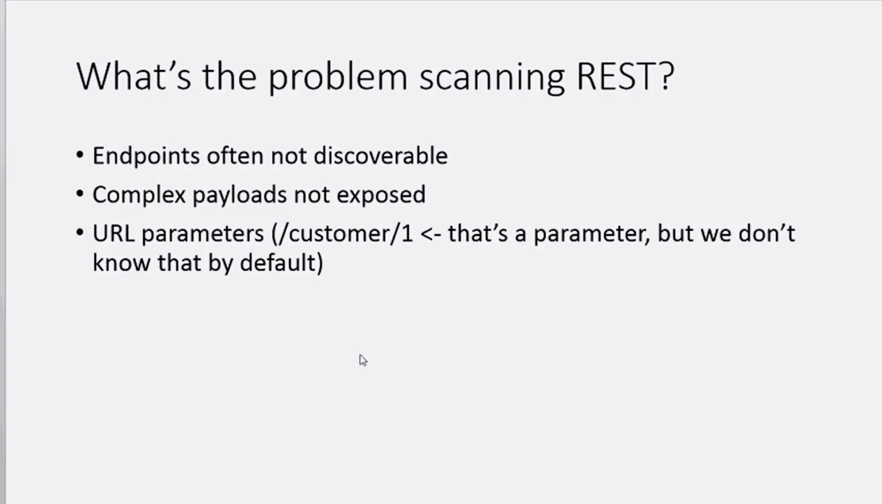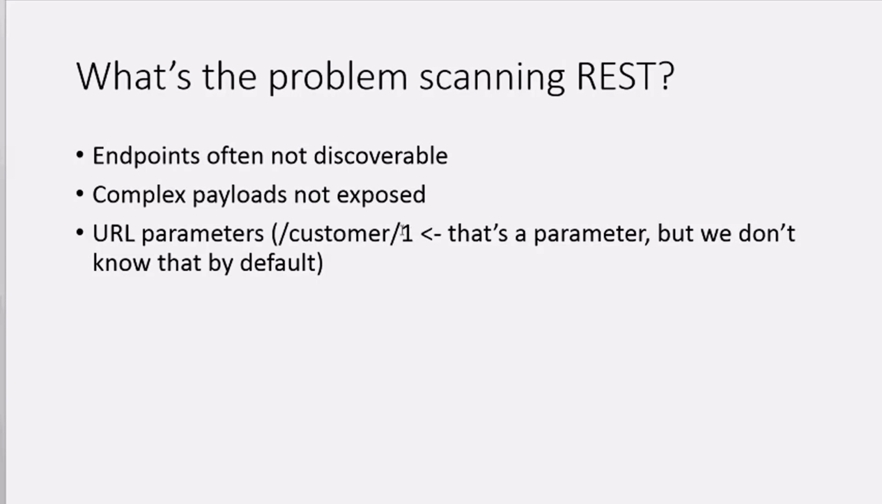test on that. And then the third big issue is URL parameters. So when we see something like this /customer/1, we don't automatically know that number one is a parameter. It's just a URL segment as far as we're concerned. So we have a way in WebInspect where you can manually define those, but that can be very tedious. I mean, if you've got lots of endpoints with lots of URL parameters, it's going to take a long time to go and create those URL parameters automatically or manually.